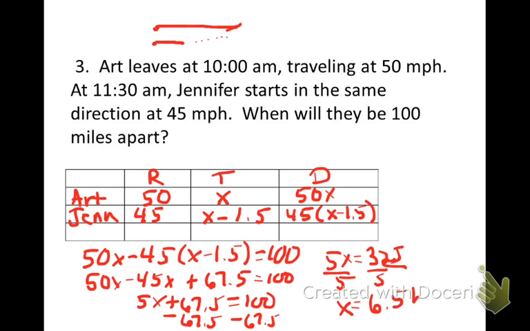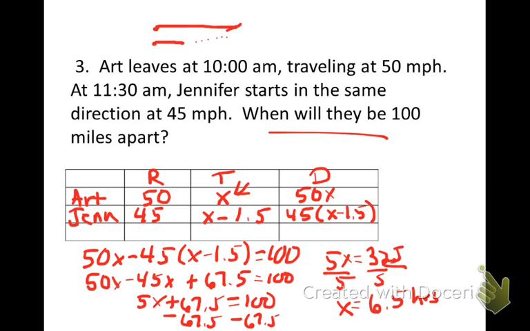Now what is that 6.5? Hours. But let's read the question. When will they be 100 miles apart? So that's like a time on a clock. What time will they be that? Well, you need to go back and see what x represents. x represents the length of time that who has traveled? Art. Now again, if you would have put Jennifer, you'd get a different answer, but you'd put it in and get the same answer when you do the last step.